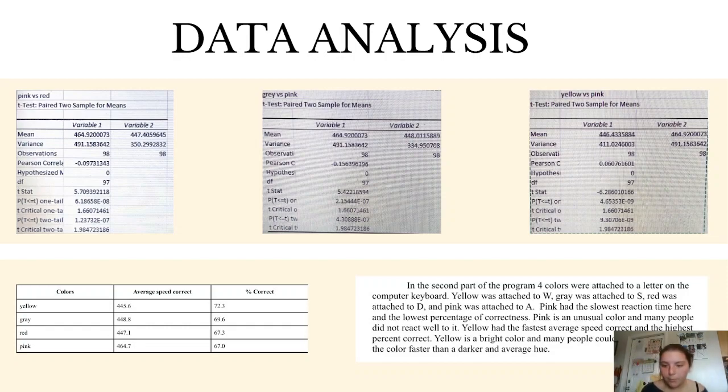In the second part of the program, four colors were attached to a letter on the computer keyboard. Yellow was attached to W, gray was attached to S, red was attached to D, and pink was attached to A. Pink had the slowest reaction time here and the lowest percentage of correctness. Pink is an unusual color and many people did not react well to it. Yellow had the fastest reaction time and the highest percent correct. Yellow is a bright color and many people can memorize the letter to the color faster than a darker or average hue, according to this data.